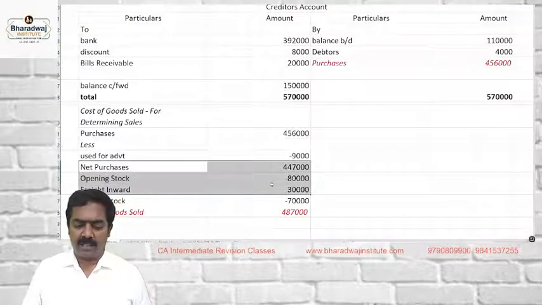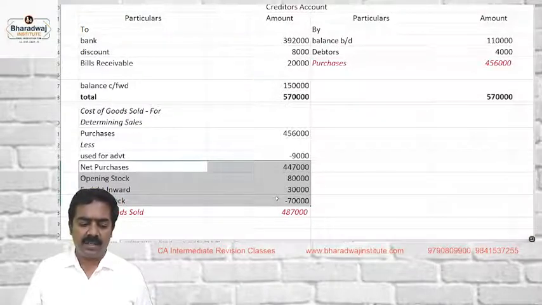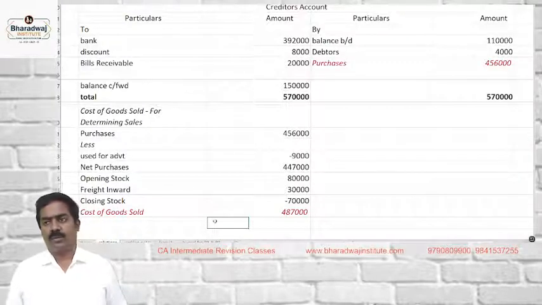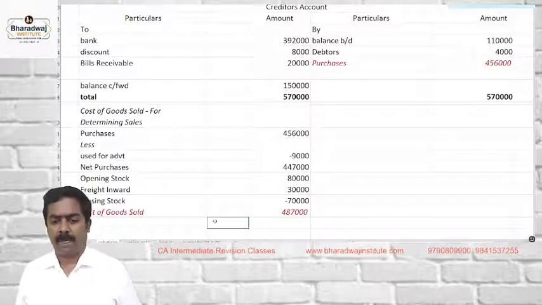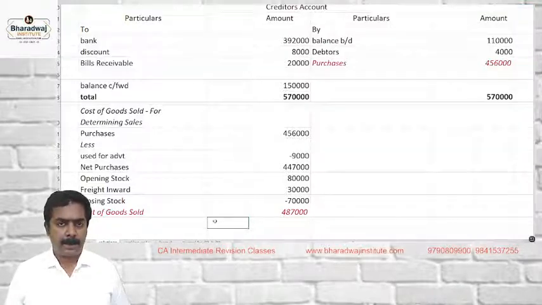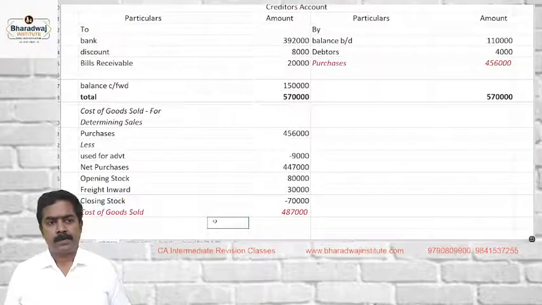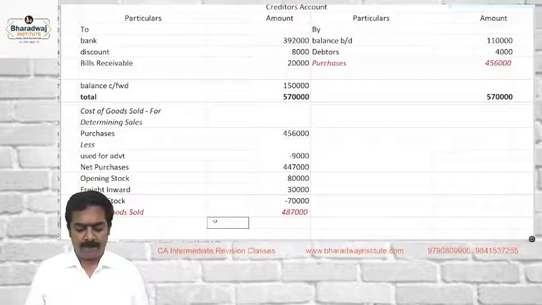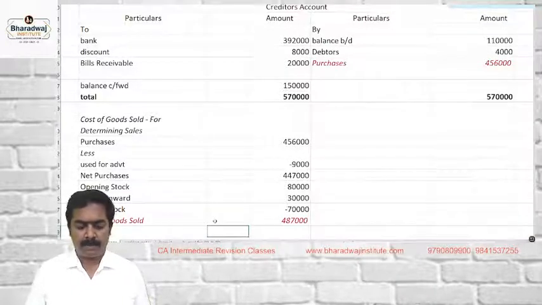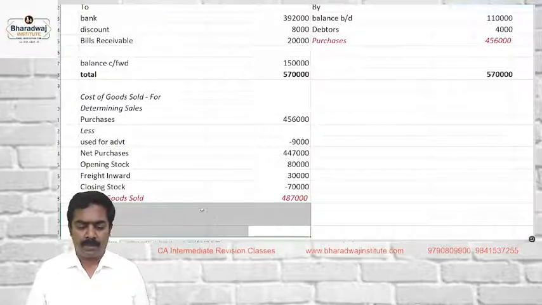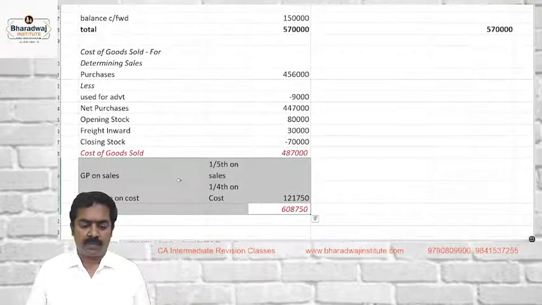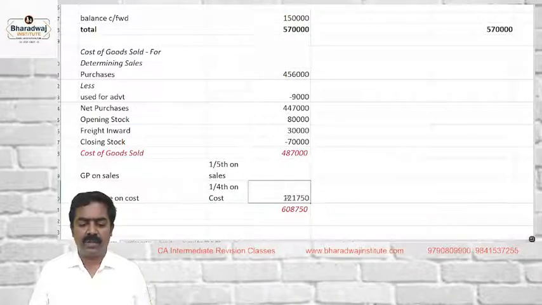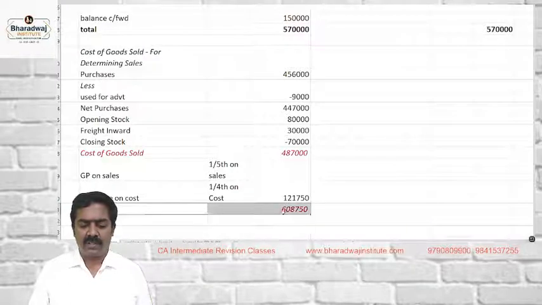This is opening stock plus purchases plus direct expenses minus closing stock gives us cost of goods sold. Then add profit, you will get sales. So 1/5 on sales, 1/4 on cost, on 4,87,000 into 1/4, this will give us the total sales.